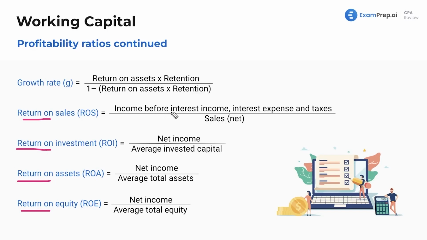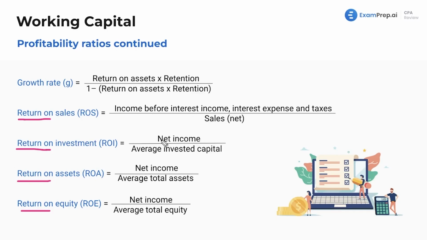So here we have income before interest income, interest expense, and taxes. Right, so this just takes out taxes and anything to do with interest. So it's more operational. The return on sales, right? We're talking more about operations.